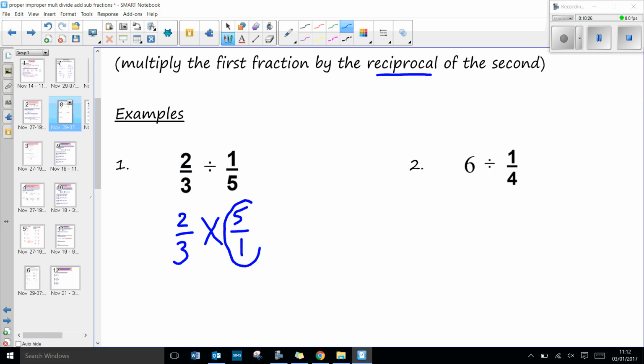We then multiply as we did before, so 2 times 5 is 10, 3 times 1 is 3. 6, we must make sure that they're fractions, so 6/1 multiplied by the reciprocal of 1/4, which is 4/1, which is 24/1, which is just 24.